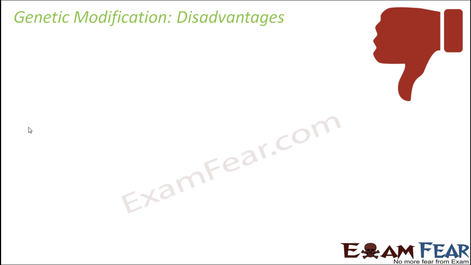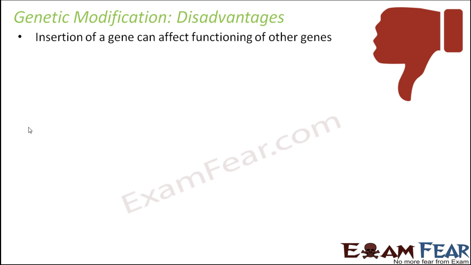Let us now look at the disadvantages of genetic modification. Insertion of a gene can affect functioning of other genes. So now what happens when a gene is inserted into the DNA of a target organism? Insertion of a gene into DNA of a target organism is always random. So it is just that a gene extracted from one organism is inserted into a target organism. But we are not very sure what exactly is happening inside the target organism. So there are chances that this can affect the functionality of other functional genes.